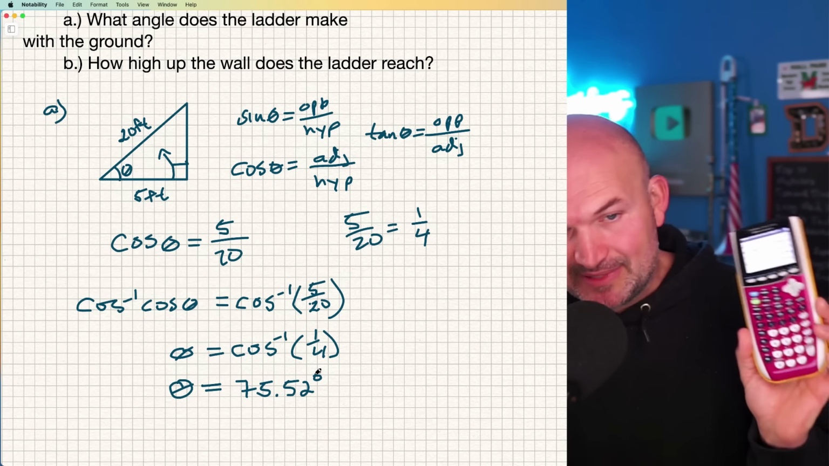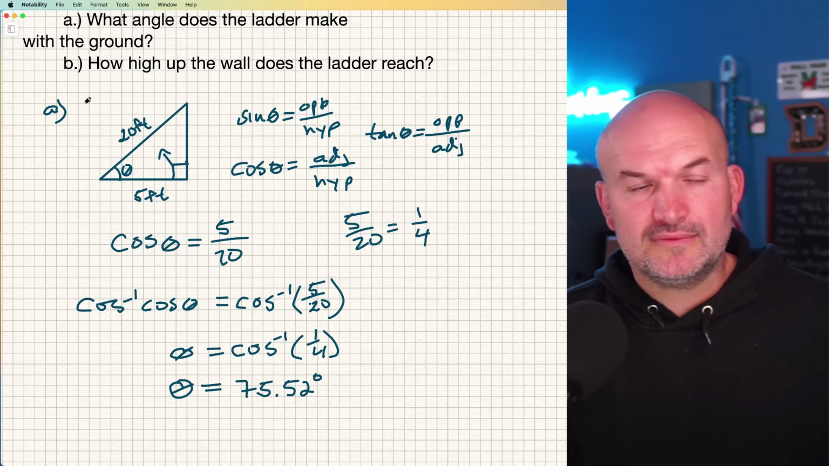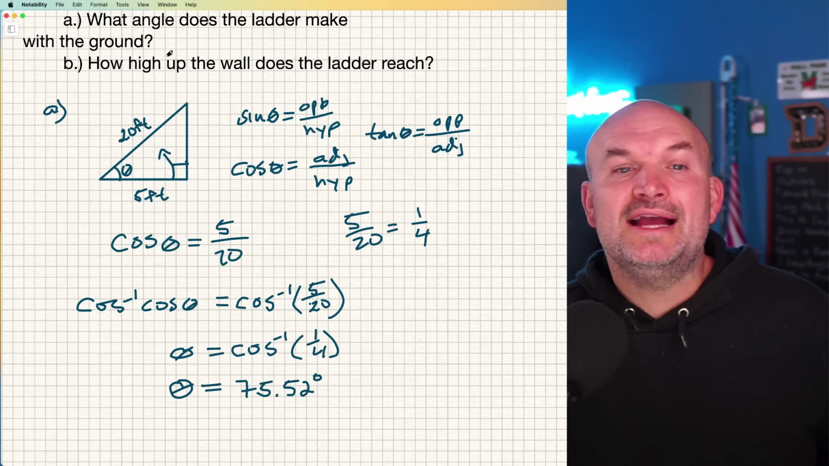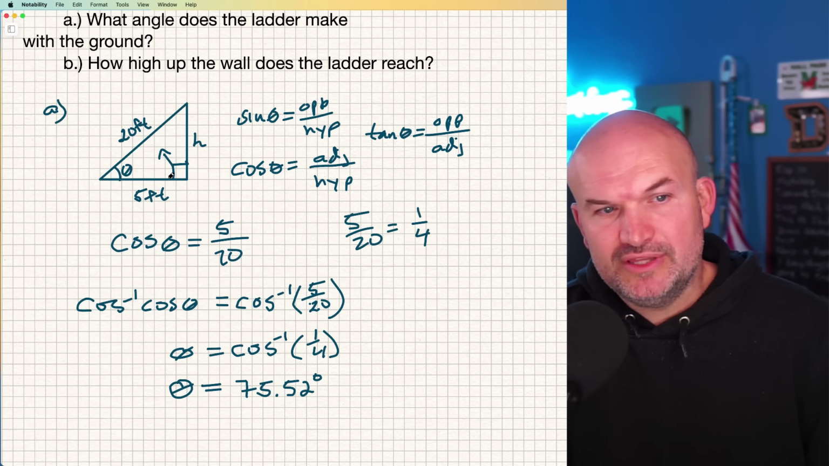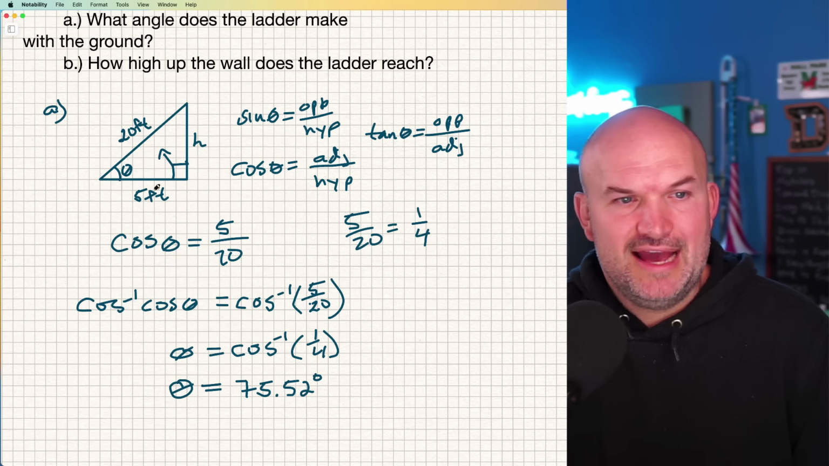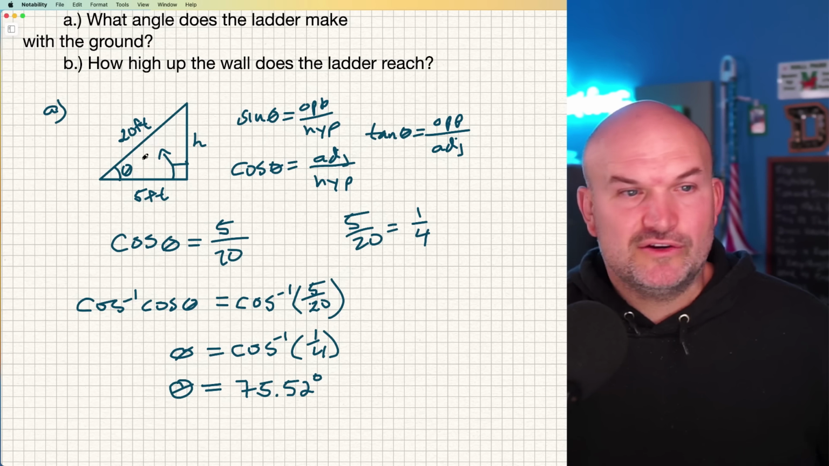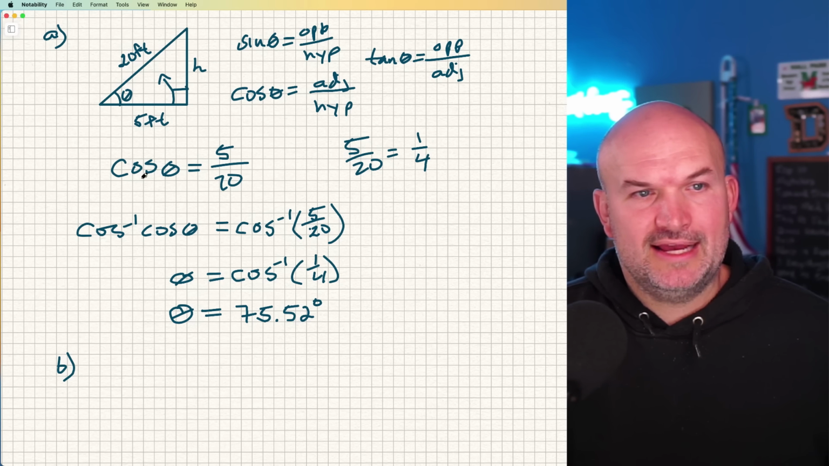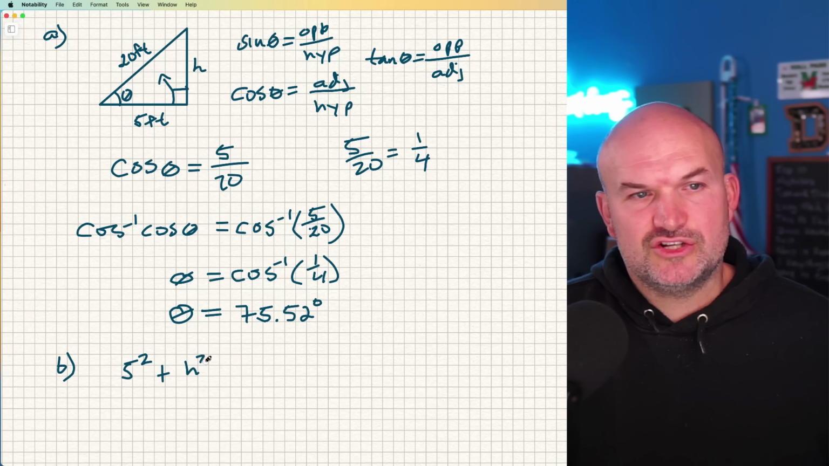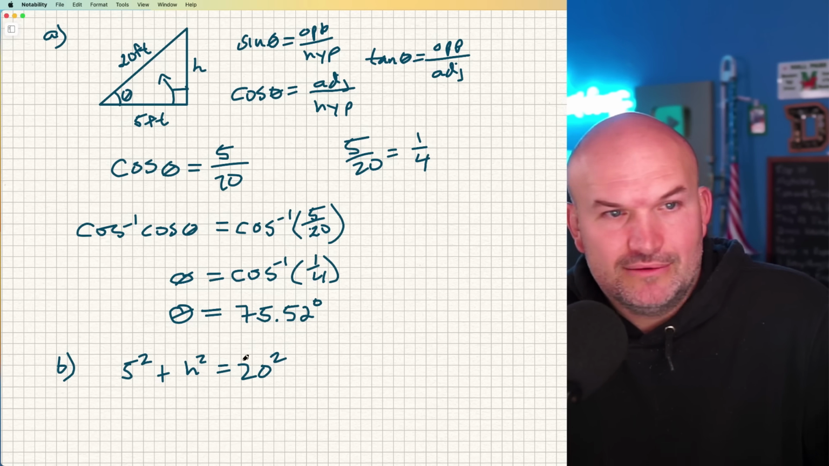Now, I'm going to keep this in my calculator, all right? Because the next question is saying, how high up the wall does the ladder reach? And that is going to be H. So there's a couple ways you can do this. You can definitely say that, hey, I can use the Pythagorean theorem, right? So for B, I can create a Pythagorean theorem. I can say 5 squared plus H squared equals 20 squared. And that's not too bad, right?